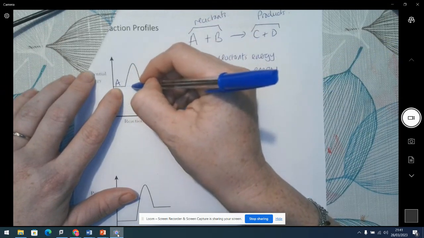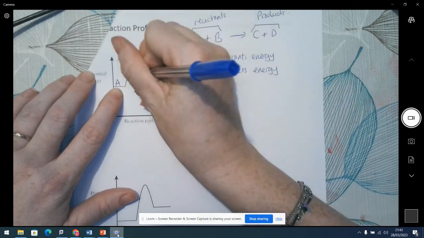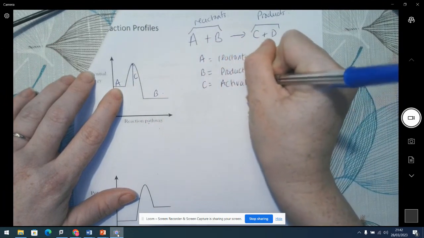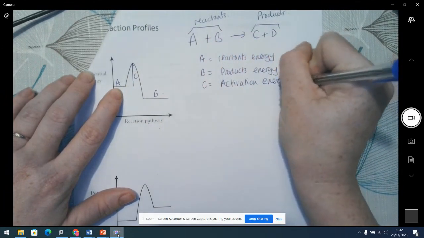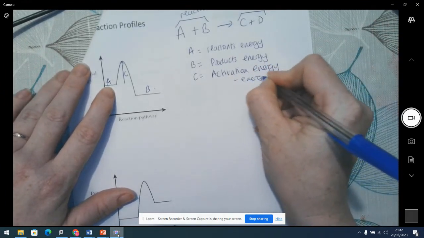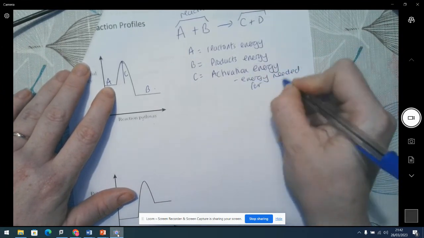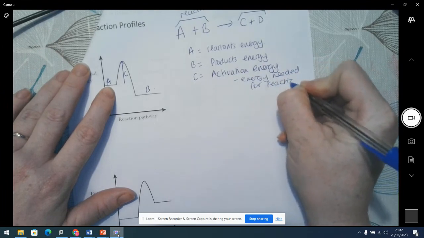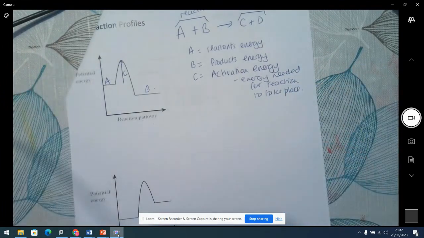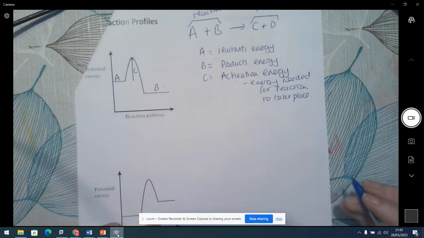So you want to go from the reactants line to the middle, and then draw a line up like that. I'm going to label that C, and C here is my activation energy. That is the energy needed for the reaction to take place. It comes up in paper 2, when we talk about catalysts and how catalysts lower activation energy. So just be aware of that.